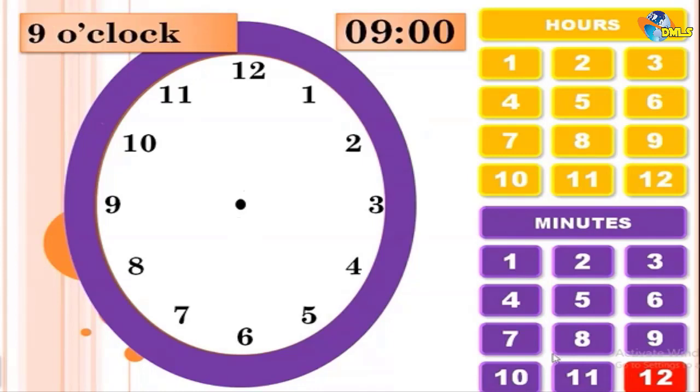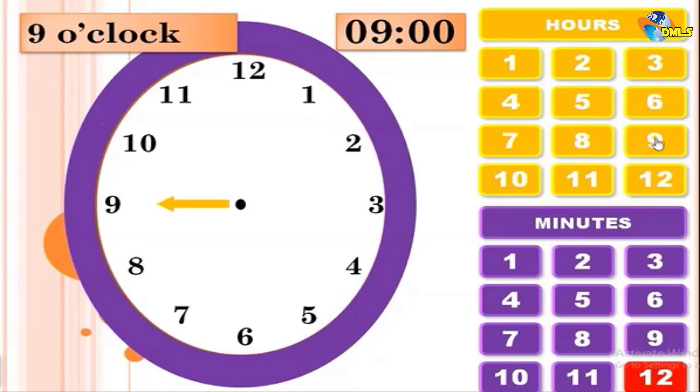Now I have another question for you. I want you to draw the two hands of the clock to show that it is 9 o'clock. How to do this? We have two hands, the long hand and the short hand. The short hand is the hour hand, perfect. So we have to draw here the hour hand. And it will be pointing to number 9. Why? Because it's 9 o'clock.